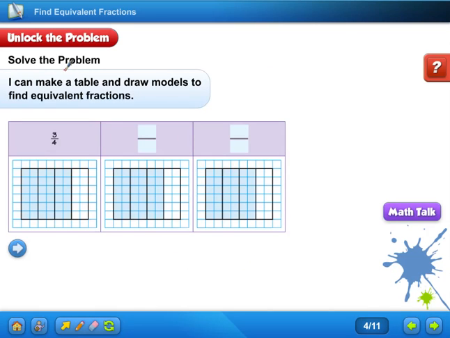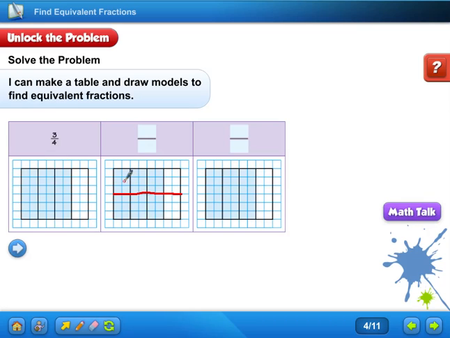So next page. Well, not the next page for you, the next page for me. I can make a table to draw models to find equivalent fractions. So here's 3/4. 1 section, 2 sections, 3 sections, 4 sections. What equivalent fraction could I make? Remember how we did this the other day? We just split it in half.